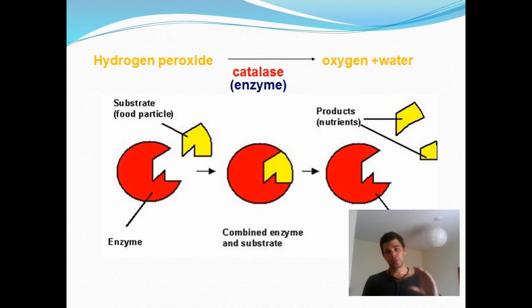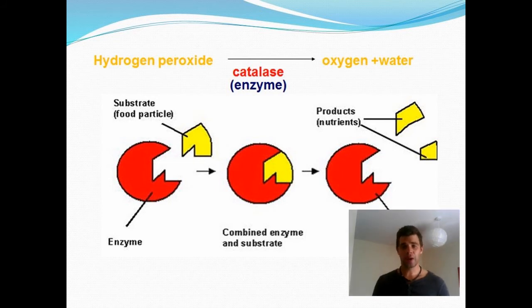So the enzyme is going to bump into the substrate, and when it does, it will take the substrate into its active site, as you can see in the beginning of this diagram. Now once the substrate is in the active site, you get a combined enzyme and substrate. Now this is called an enzyme-substrate complex. Immediately after that happens, the catalase, the enzyme, will hydrolyze, that is, break down the hydrogen peroxide into oxygen and water. These are your products.